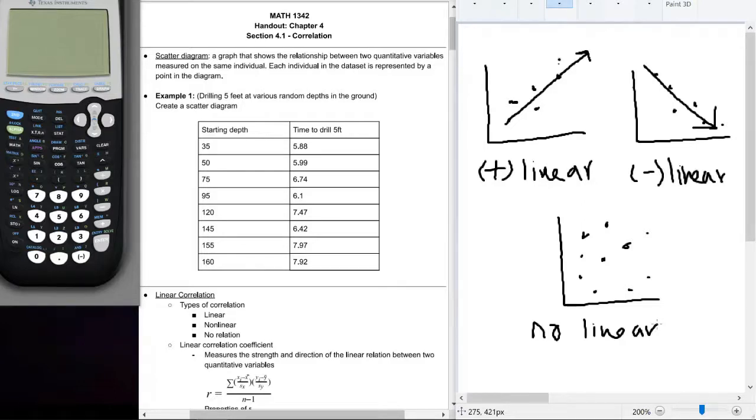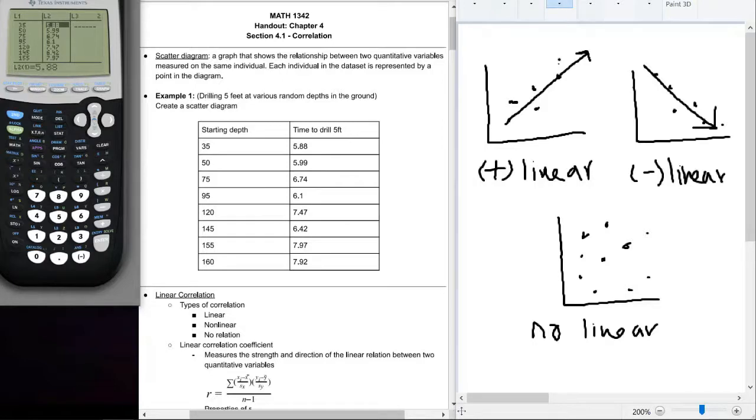So in example 1, we go to our calculator. We have data, so we need to enter the data into the calculator. We'll go to Stat and Edit. I've already entered the data into the calculator. The starting depth, we're going to enter in L1. The time to drill an additional 5 feet, which depends on where we are in the ground, is going to be our L2.